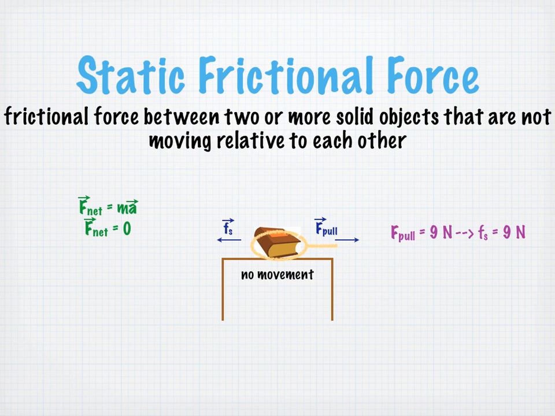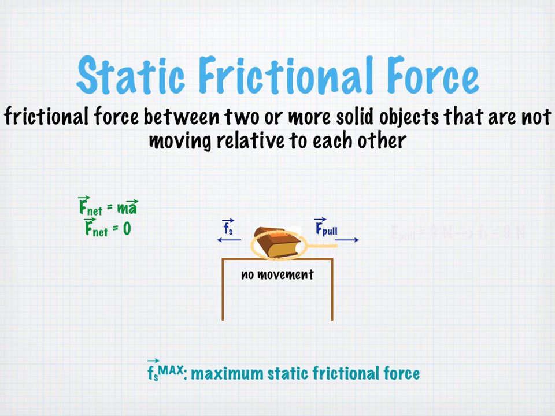Between each pair of objects, there's a maximum allowable value for the static frictional force, Fs max. Once the magnitude of our pulling force becomes greater than the magnitude of Fs max, the net horizontal force on the book is no longer 0. The forces are no longer balanced, and the book accelerates to the right.